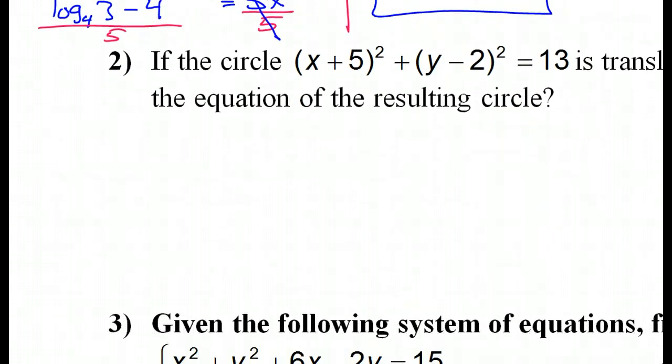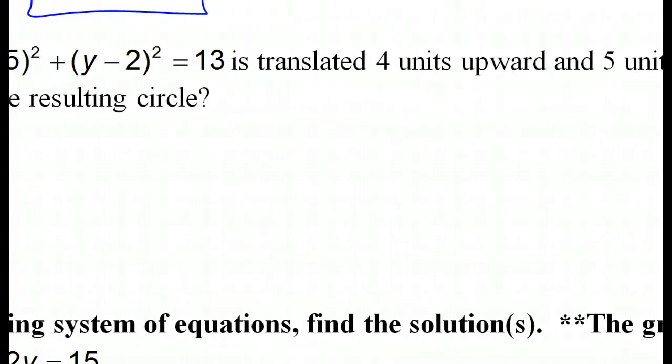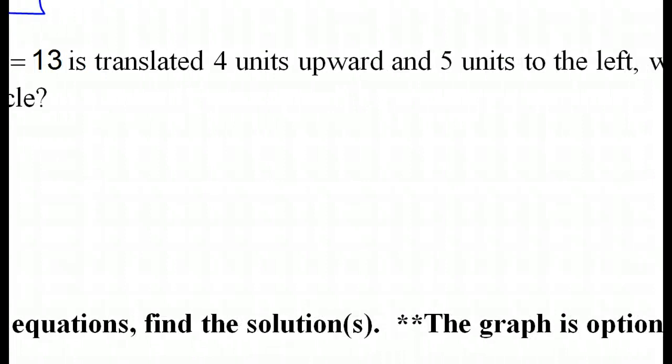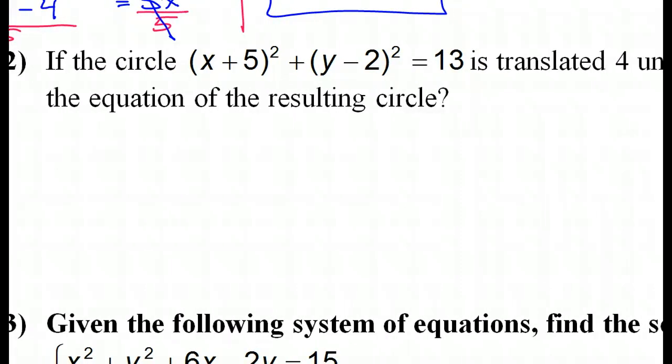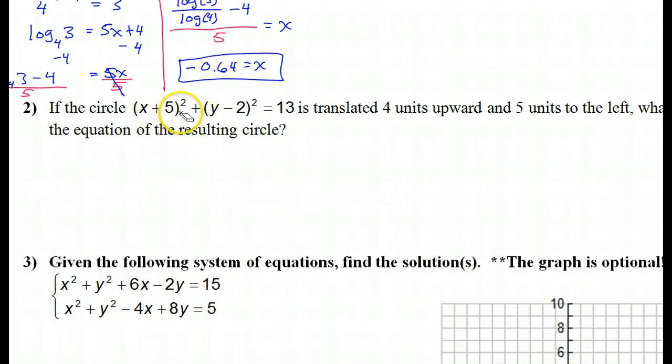Now, if the circle given here is translated 4 units up and 5 units to the left, what is the equation of the resulting circle? Well, here would be my strategy for you. Think about the center. You know how to find the center of a circle. You guys have gotten really good at that. So what would be the center of this circle? Okay, so the center of the circle right now is negative 5 comma 2, right? All right, everything is the opposite of what's going on in there.